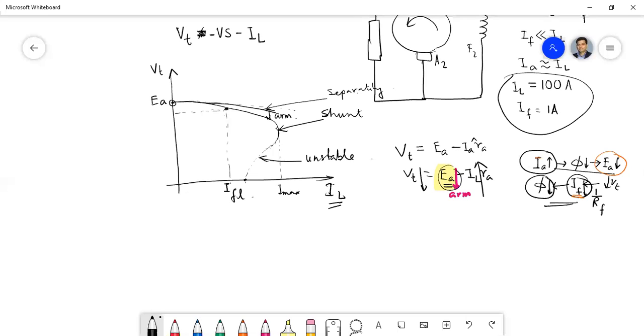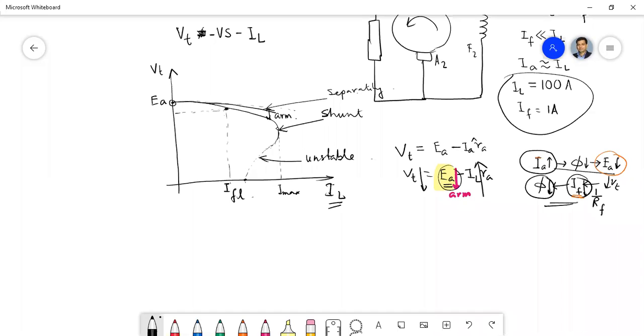But the thing is whether you get the voltage build-up or not. Due to the heavy voltage regulation, after that it will be unstable, and the terminal voltage will drop down to 0. Still there is some current, but the voltage will be 0. The load current will be there, but the voltage will be 0. That is called the short circuit condition.